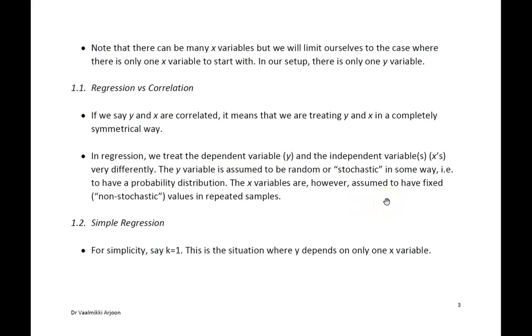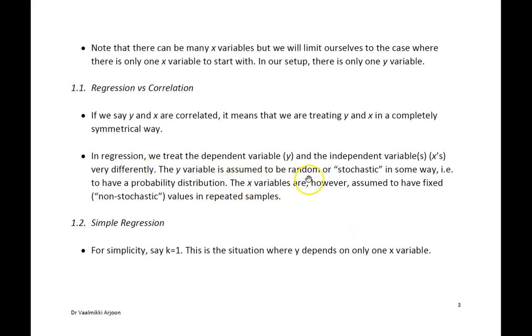Okay, but it doesn't mean that x causes y. It's not looking for that kind of causality relationship. All it looks at is whether there's some kind of a linear correlation or linear relationship between x and y in one way or the other. But in a regression, however, we look at the effect of the independent variable or variables, the x's, on y. How does x affect y? That's what the difference between a regression and a correlation would be.